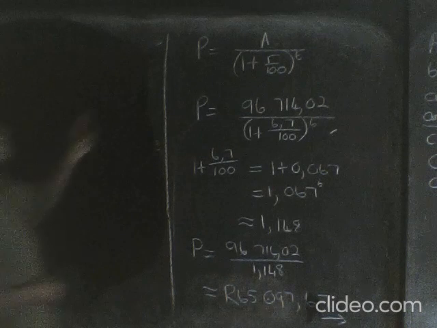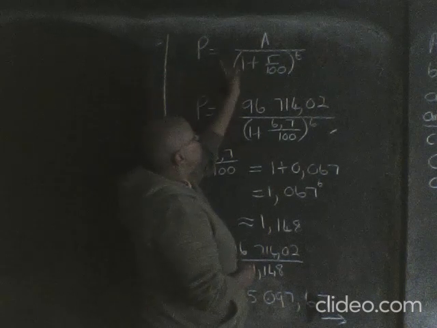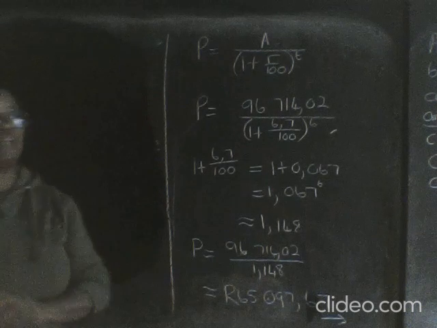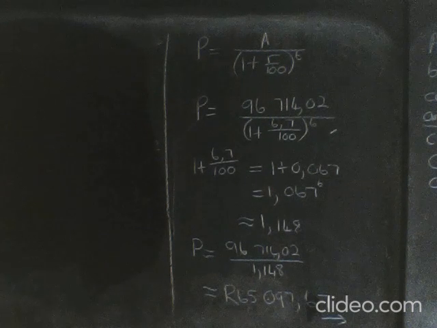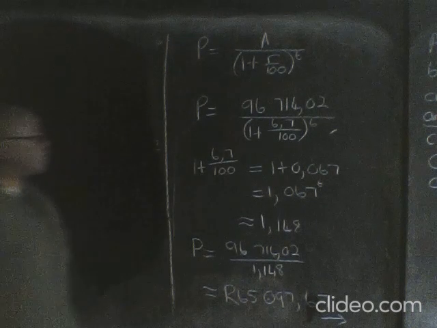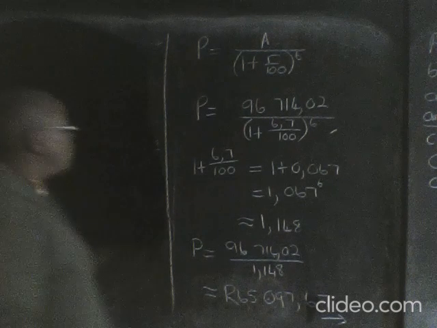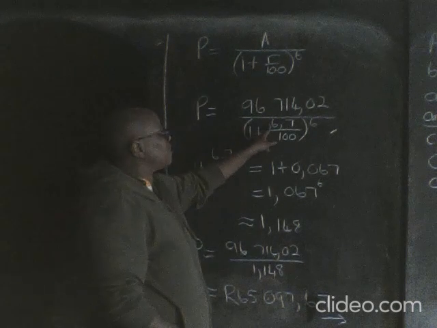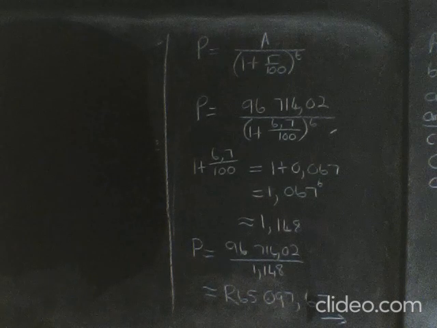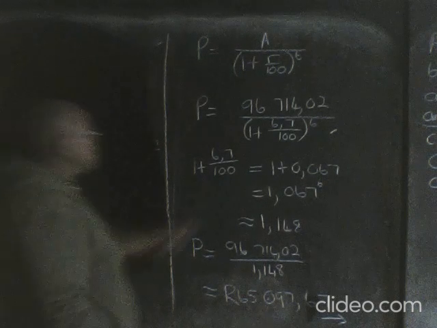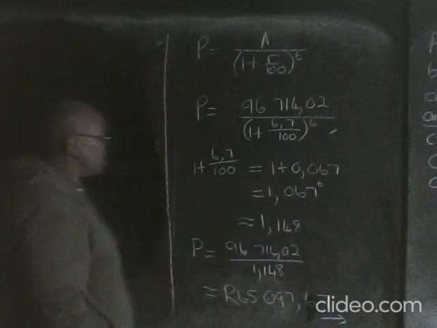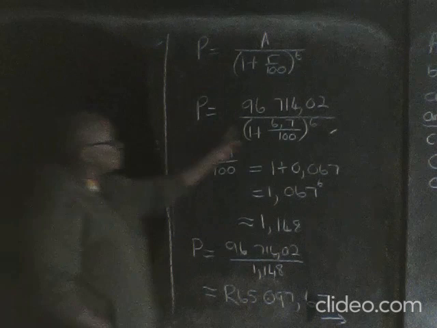So we rewrite to say P is equal to A over 1 plus R divided by 100 raised to the power of T. So the final amount was 96,714 Rand and 2 cents. Then we have 1 plus the 6.7, which is the rate because they say it's 6.7% per annum compounded. Then we have it over 100 and we have to raise it to the term, which was 6 years. So first of all, we're going to calculate the denominator.